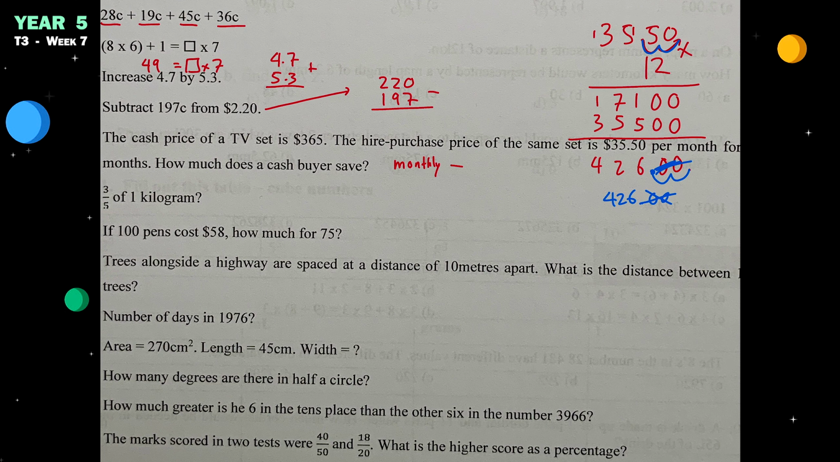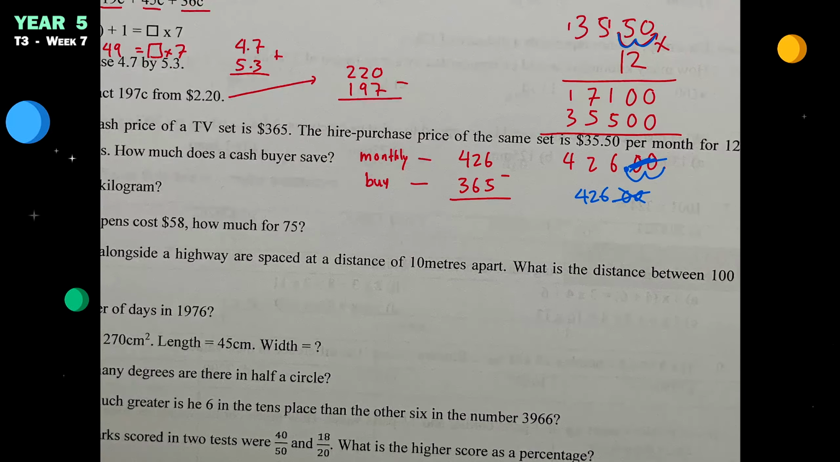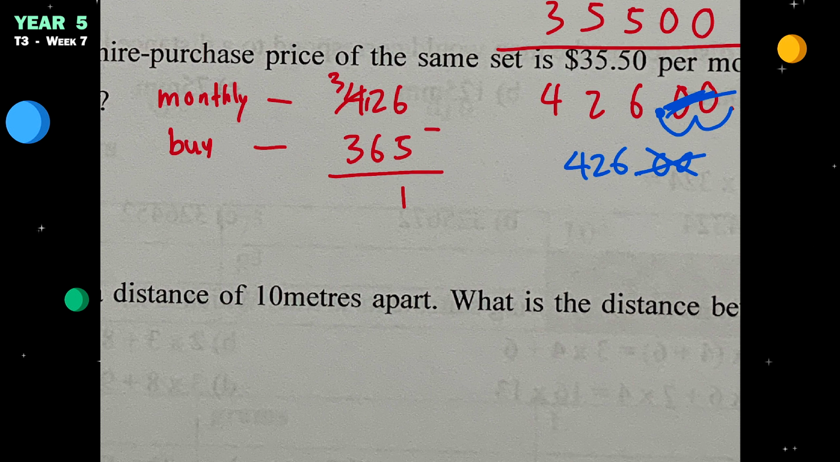So therefore, if the buyer pays monthly, they have to pay $426. If they pay in one hit, so they just buy outright, they have to pay $365. And the question is, how much money does the buyer save if they just buy outright? $426 minus $365, so you just do a subtraction. 6 take away 5 is 1. This will be a 3. 12 take away 6 is 6. 3 take away 3 is 0. So therefore you save $61 if you buy outright compared to monthly.